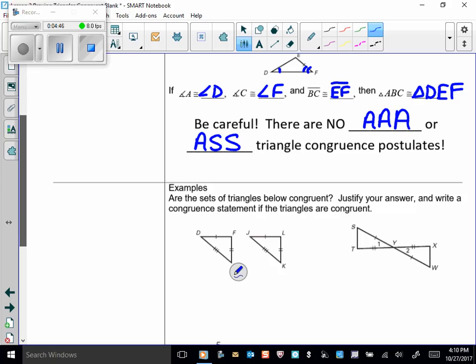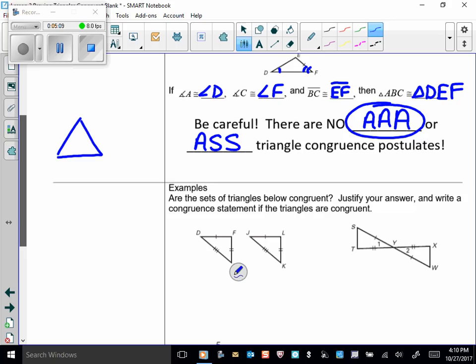That's not to say that all three sets of corresponding angles are not congruent, because they are. It's just that just because I know that all three sets of corresponding angles are congruent, that is not enough information to tell me that I have congruent triangles. Because think about this.